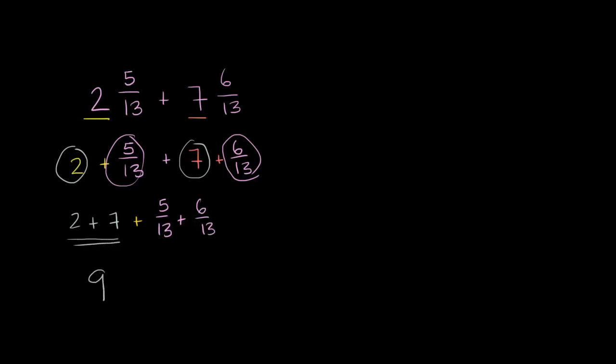So if we add the whole number parts, 2 plus 7 is 9. And the fractional parts, they already have the same denominator in this problem. 5/13 plus 6/13, same denominator. You're going to get 11/13. 5 plus 6 is 11. So you get 9 plus 11/13. Well, that's just the same thing as 9 and 11/13. And we are done.